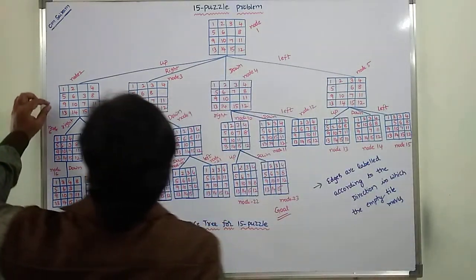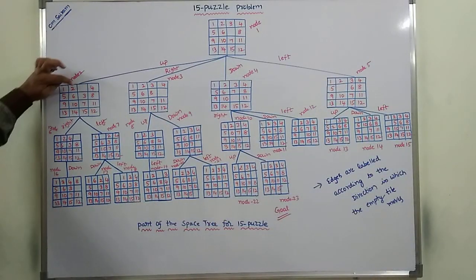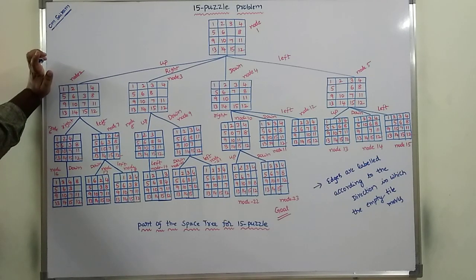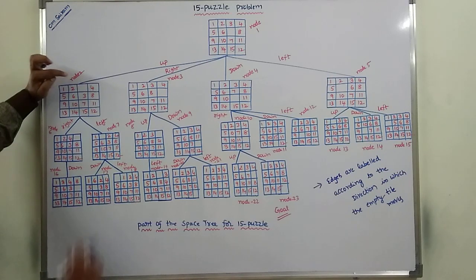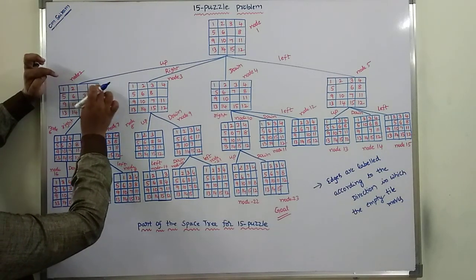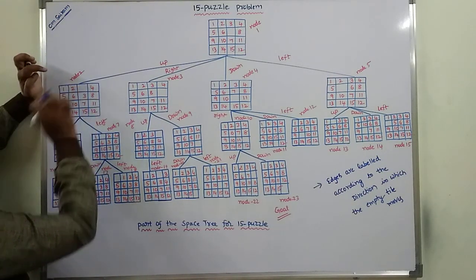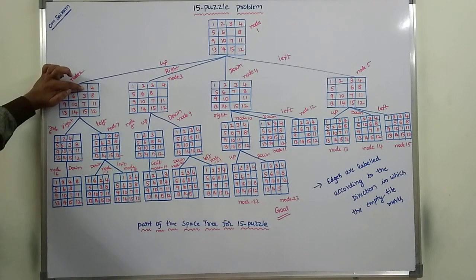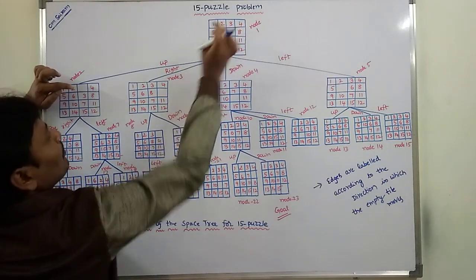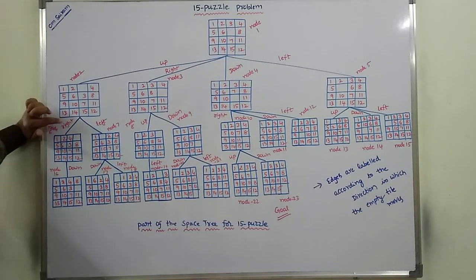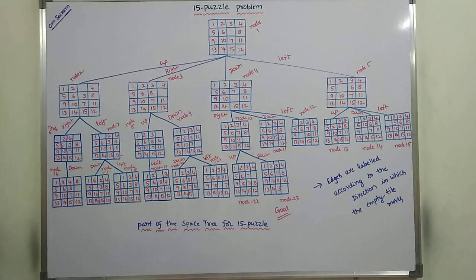Next, we consider node 2. What are the empty slot's movements? There is no movement to the up direction. There is no movement to the right direction. There is no movement to the left direction. If we move in the down direction, we get the same configuration. So because of that, only right and left are possible.